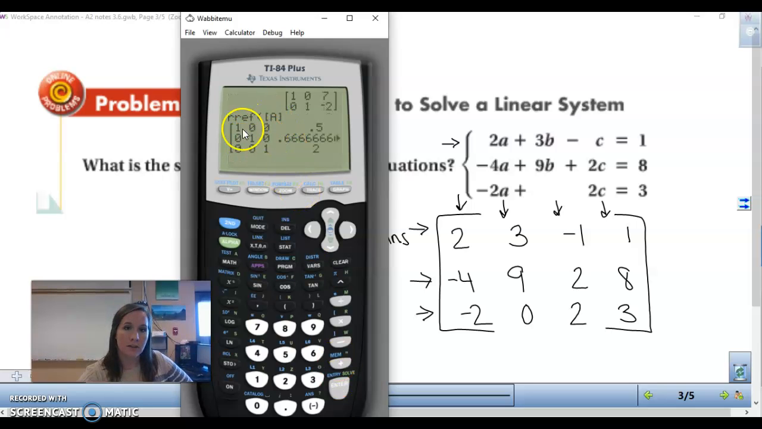So if you look on the left-hand side, we have all those 1s in the diagonal. That's great. That's what we're looking for. And then 0s everywhere else. And then the last column are our answers. So Mrs. Webb, how do you know what variable goes with what number?